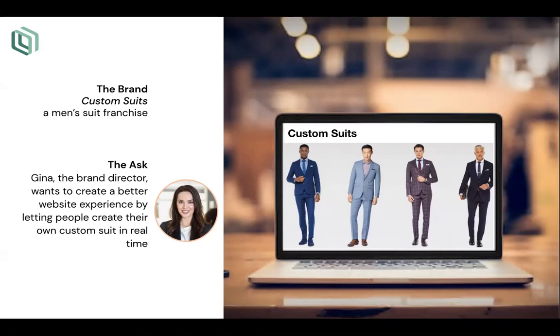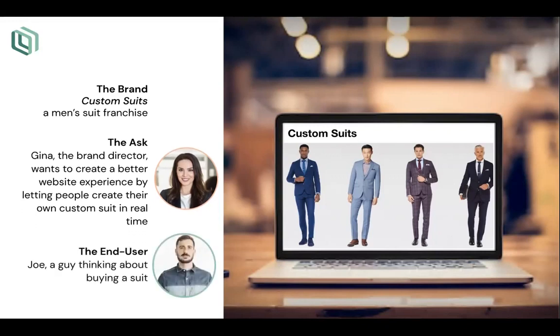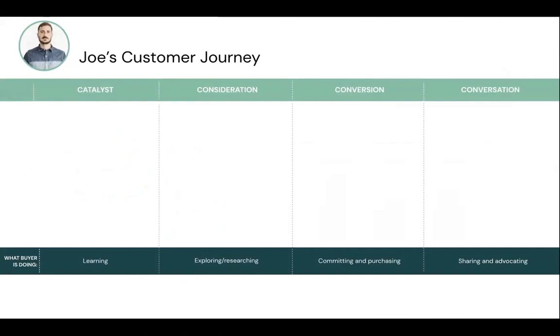So this is how a lot of engagements start, because typically when you're doing a website redesign or a website upgrade, that's where you're really thinking about product visuals, right? Getting all the angles that you need, getting all the different product aspects that you need up online. But we also want to look at what this looks like from the end user perspective. And the end user in this case is a guy we'll call Joe, who is just someone who might be thinking about buying a suit. And this is what Joe's overall customer journey looks like.